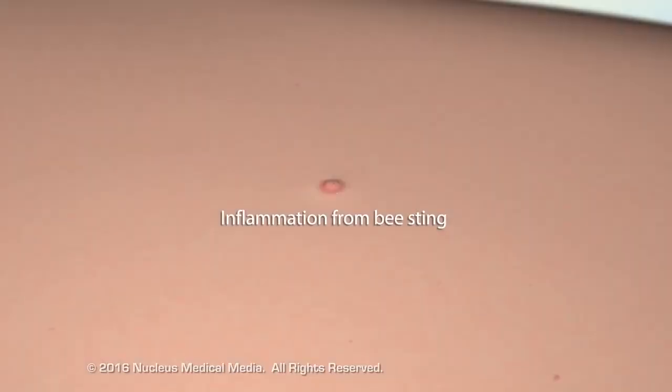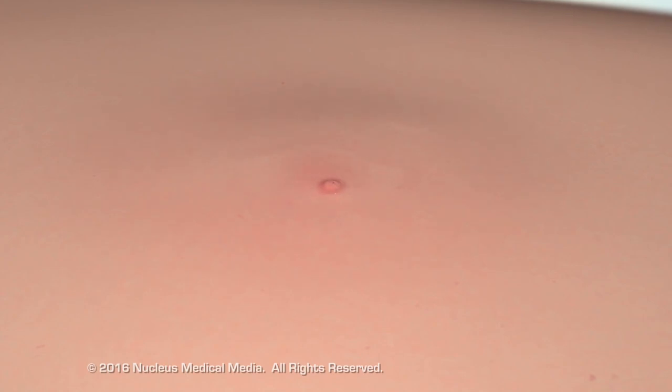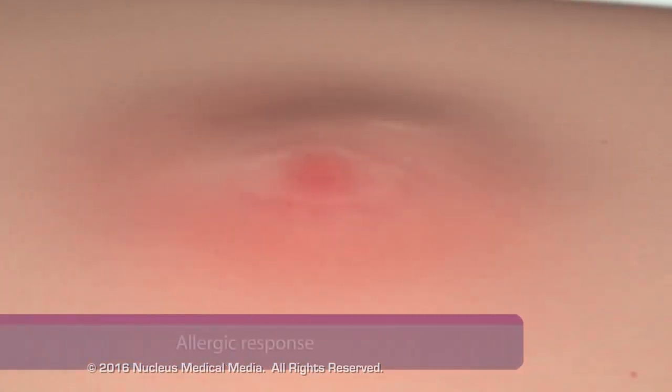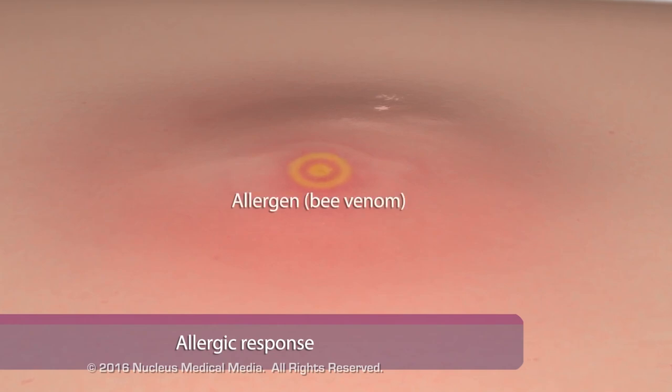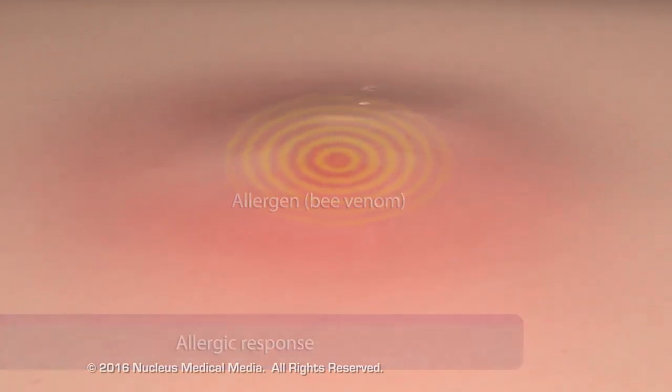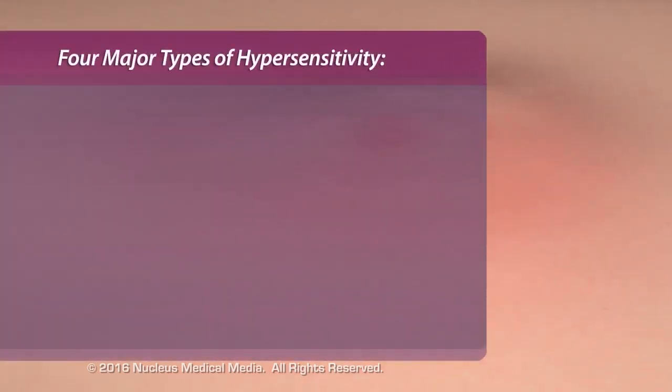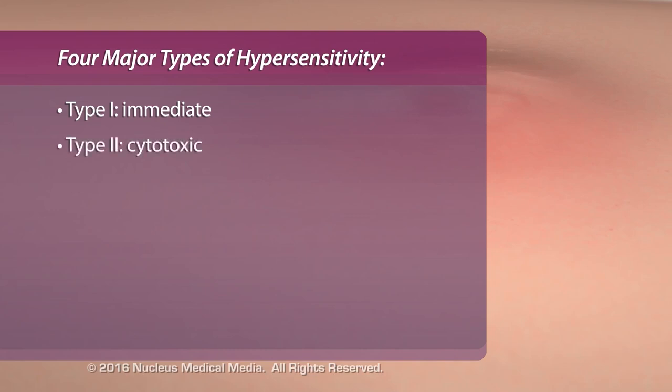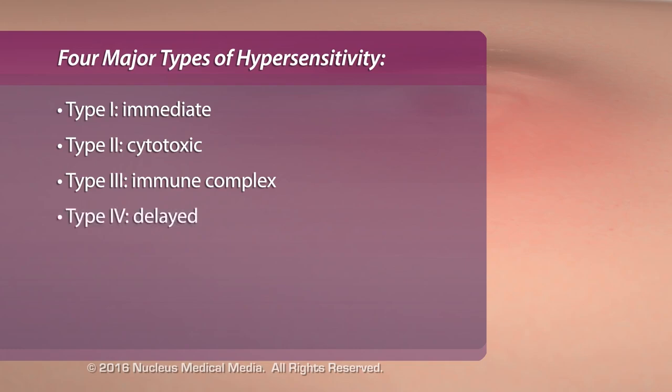Sometimes our immune system responds excessively to antigens, causing inflammation and tissue damage. This is called an allergic response. Antigens causing an allergic response are allergens. There are 4 major types of hypersensitivity: immediate, cytotoxic, immune complex, and delayed.